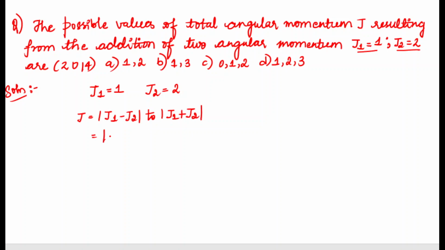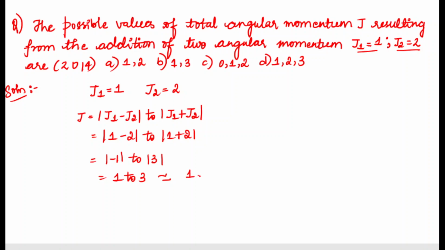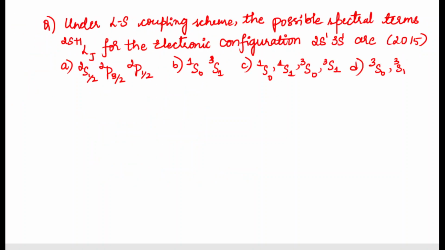Now applying the formula, it is 1 minus 2 to 1 plus 2. 1 minus 2 is minus 1, and inside the magnitude it is 1, to 1 plus 2, which is 3. So it will be 1, 2, 3. So what are the values of J? J has the values 1, 2, 3. Yes, everyone understood? Let us move to the next question.